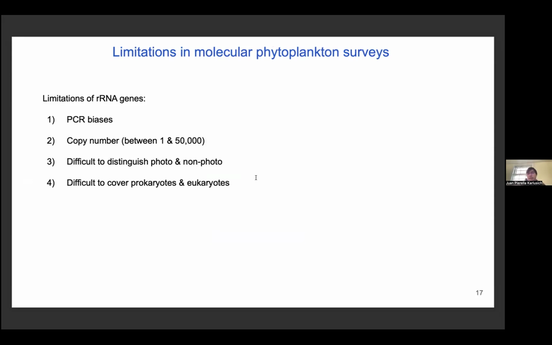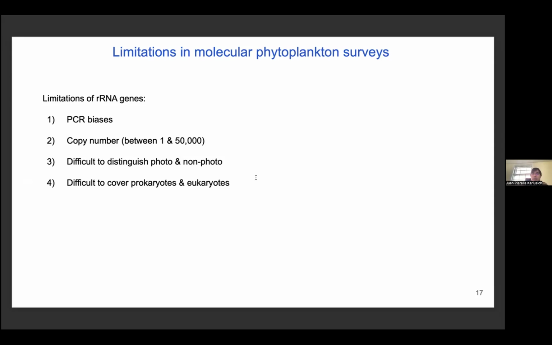This consists of amplifying a region of the ribosomal RNA by PCR and then sequencing the amplicons. And this type of approach is, let's say, very powerful, but at the same time it also has some limitations.